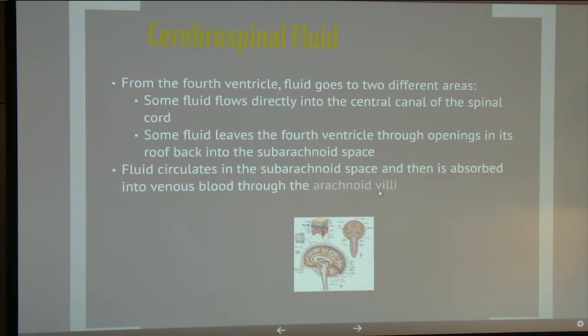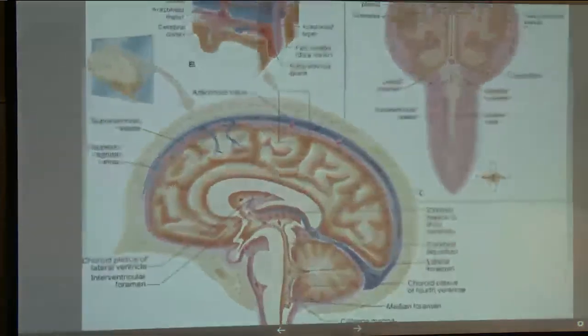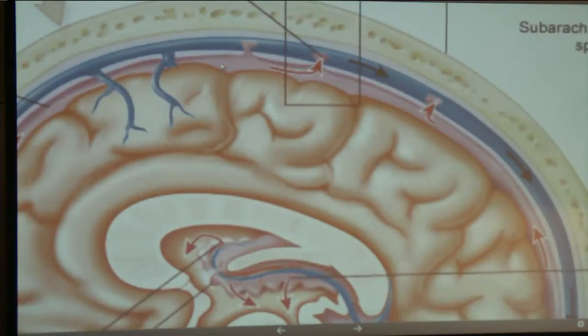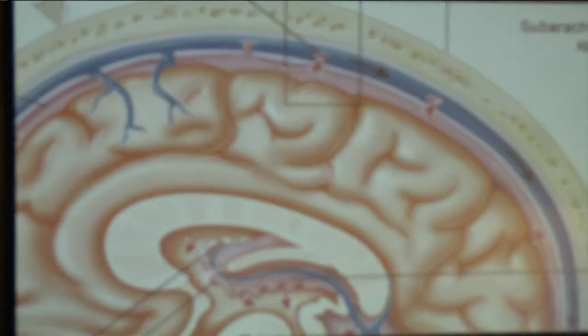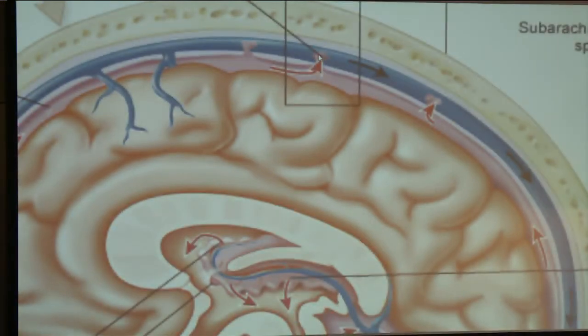So arachnoid villi are like little bundles where the CSF will gain access to the venous blood supply. If we zoom in right here, in pink, this is a subarachnoid space. This is an arachnoid villus. Multiple ones are called villi, that's plural. So we follow the red arrow, the CSF enters into these, and now it's in the blue region, which is your venous blood supply. So it's in a vein.